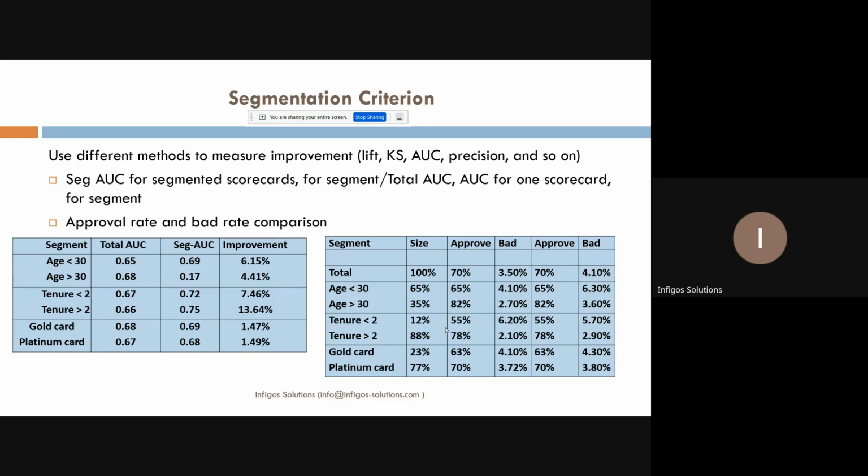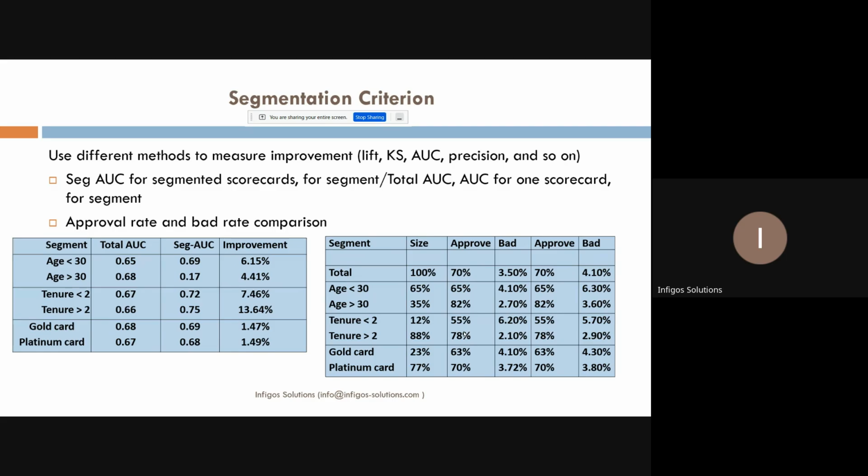On the tenor one, you see the approval rate is 55%. This is 6.2. And here bad rate has gone down after segmentation. On the other side, bad rate has gone up from 2.1 to 2.9 after segmentation.